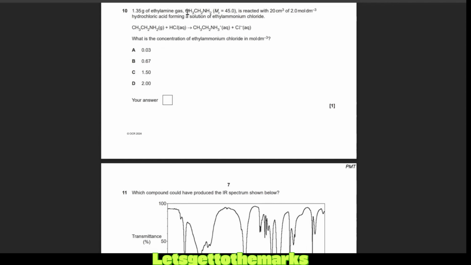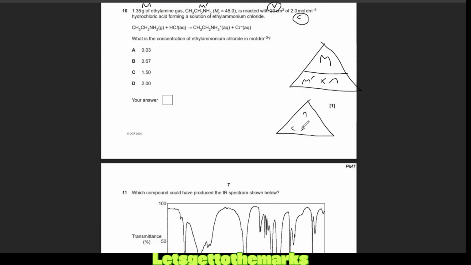1.35 grams of ethylamine gas, CH3CH2NH2, with an Mr of 45. Immediately you see that, you should be thinking, right, I've got mass, I've got Mr. This should trigger you to go bish, bash, bosh, mass over Mr equals moles. So this is good exam technique to be speeding through. Then you've got a volume, because you've been given 20 centimeters cubed. Then you've got a concentration, and that should make you think about going bish, bash, bosh, moles over concentration times volume, which is another equation you need to know off by heart. That was some crusty labeling there.